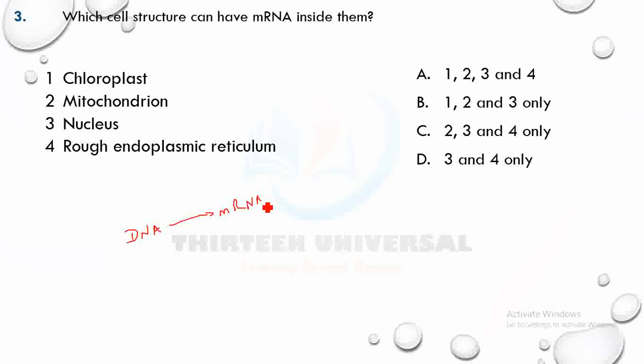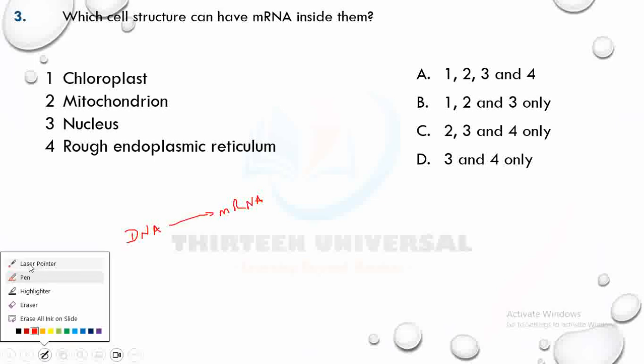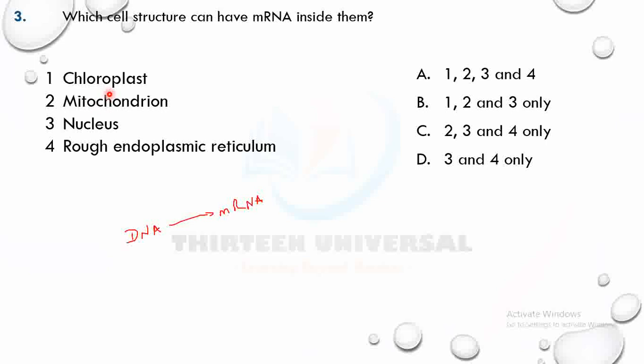So the million dollar question is, which of them has DNA? The ones that have DNA will have mRNA. Chloroplast has circular DNA. Mitochondria also has circular DNA. Nucleus has linear DNA, but it's still DNA. Rough endoplasmic reticulum doesn't have DNA. So it is 1, 2, and 3, that's B. Let's go on to the next question.